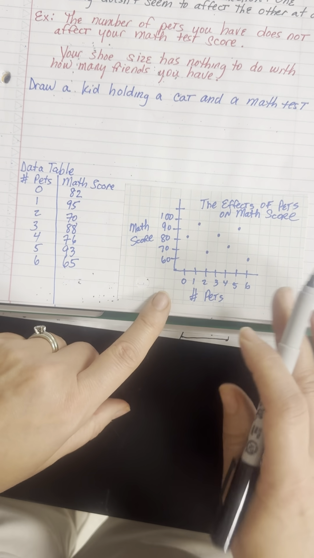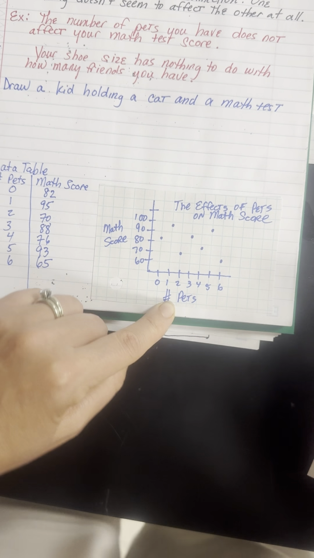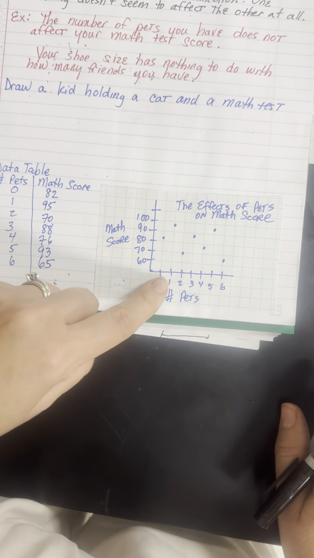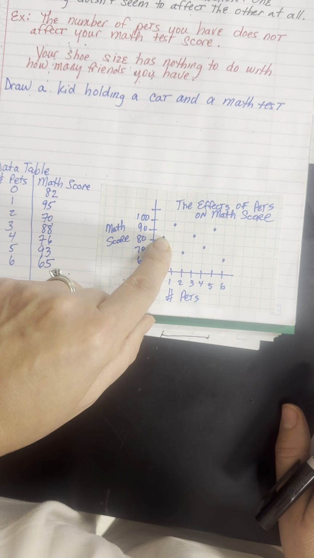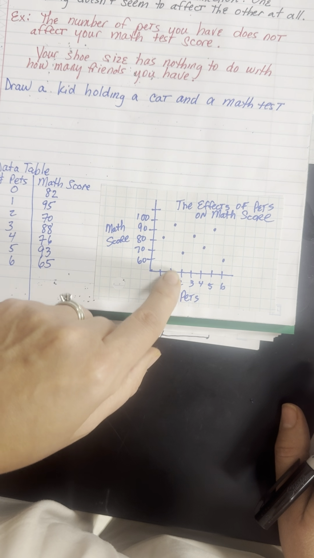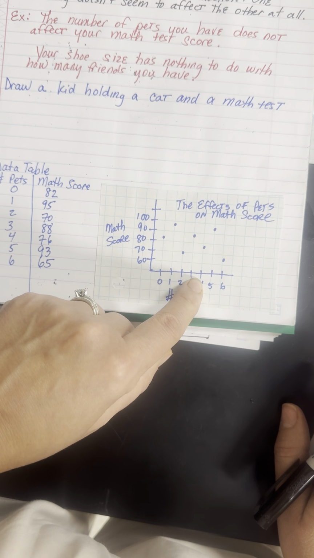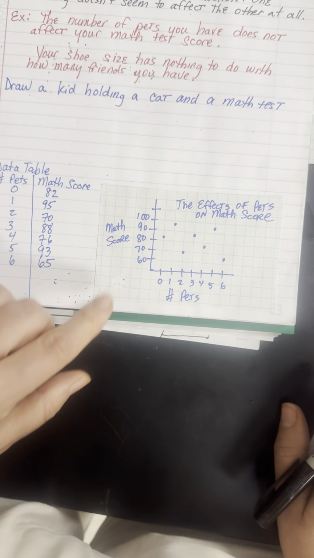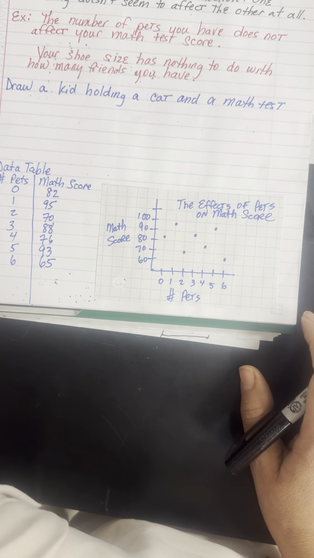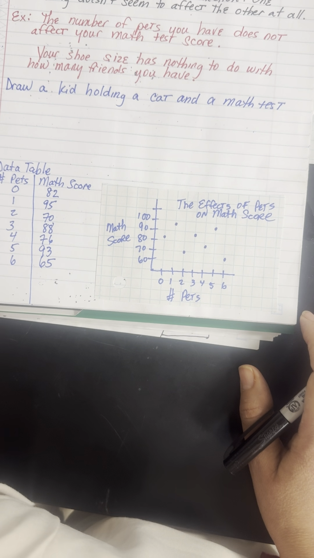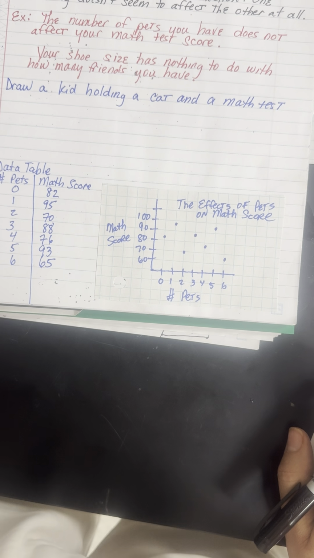Now, when you set up your graph, you're going to put the number of pets on the X and the math scores on the Y. When you graph it, 0 pets, you got an 82. 1 pet, you got a 95. 2 pets, you got a 70. 3 pets, you got an 88, and such. You'll come out with a graph that looks like this. This is a graph that shows no correlation. No correlation. The dots are going to look like confetti.